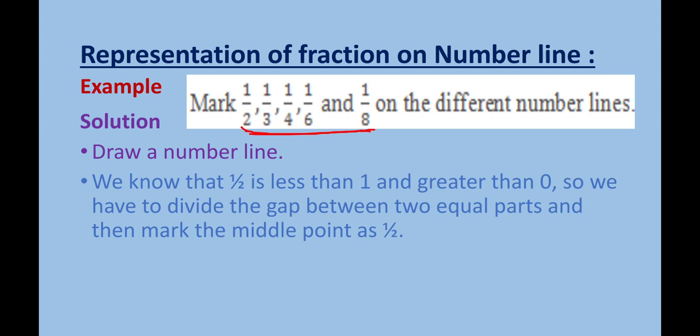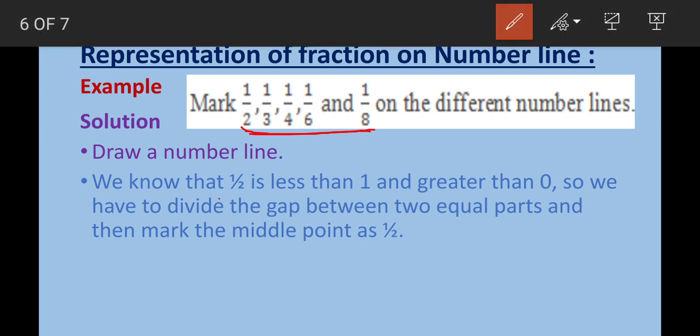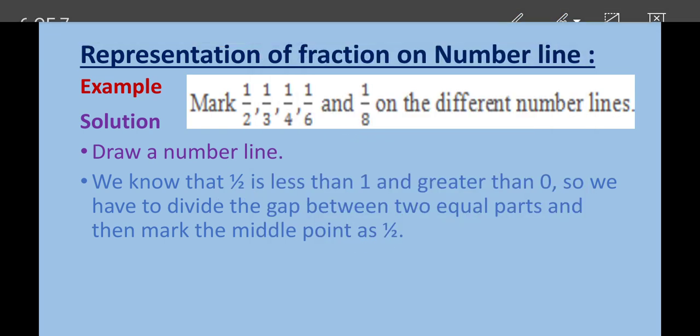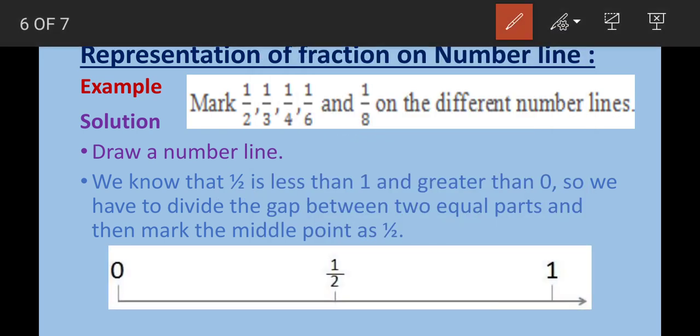We know that in the first case, that is 1 by 2, the number is less than 1 but greater than 0, so we have to divide the gap between 0 and 1 into as many parts as the number in the denominator. Here the denominator is 2, so we have to divide the gap between 0 and 1 into 2 equal parts, and the middle point is 1 by 2. Look here, I have divided 0 and 1 into 2 equal parts, so here is the middle point, and this part represents 1 by 2 of the fraction.